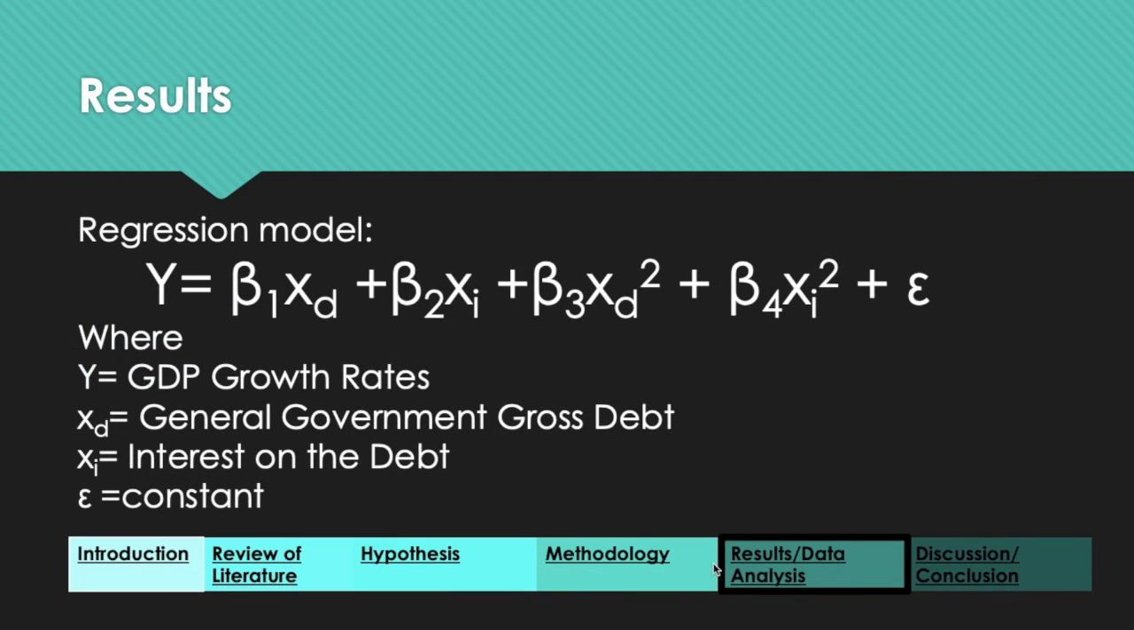Also included in the study was a multiple regression model. A multiple regression model includes more than one independent variable for one dependent variable. The multiple regression model was used to see if 2 variables, debt to GDP and debt interest, have a negative association with GDP growth rates. The equation used is shown above.